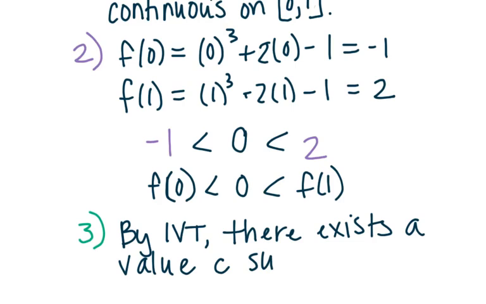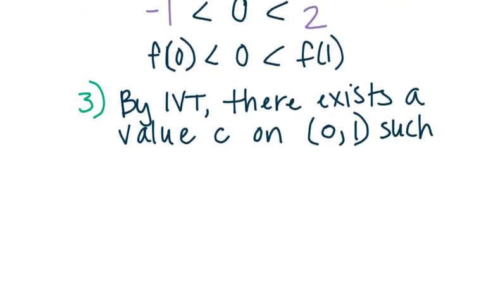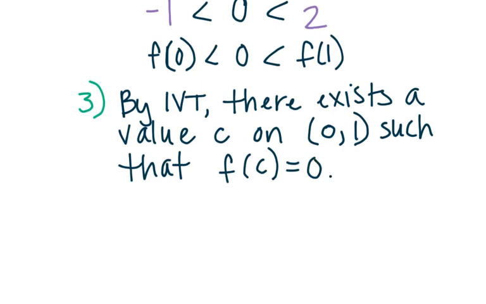Oh, hold on, not such that quite yet. On the interval 0, 1 non-inclusive, such that f of c equals 0. And that would be the end of your answer. Now the cool part here is we don't actually have to find out what that c value is. We just know that it exists, and that's all that the theorem is allowing us to say.